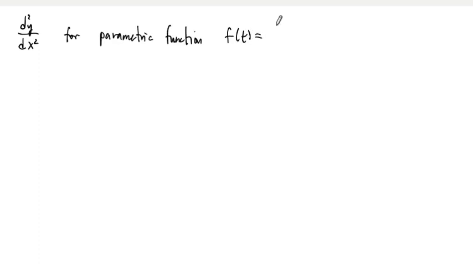Alright guys, in these notes we want to talk about how we derive a formula for a parametric function for the second derivative with respect to x. In this situation, remember, we have a parametric function, and this function is given by f of t, and remember, parametric function just means that we have a function x equals x of t, as well as a function for the y coordinates, y equals y of t.